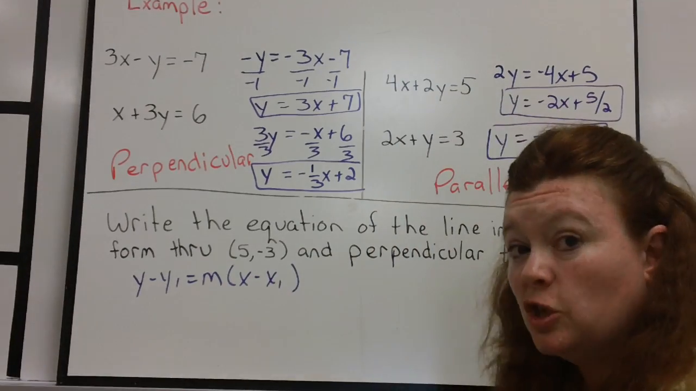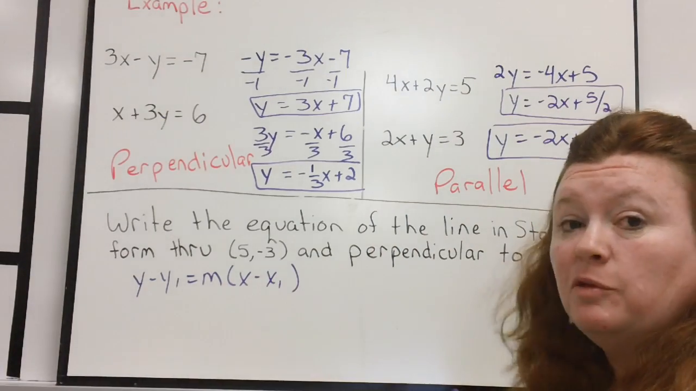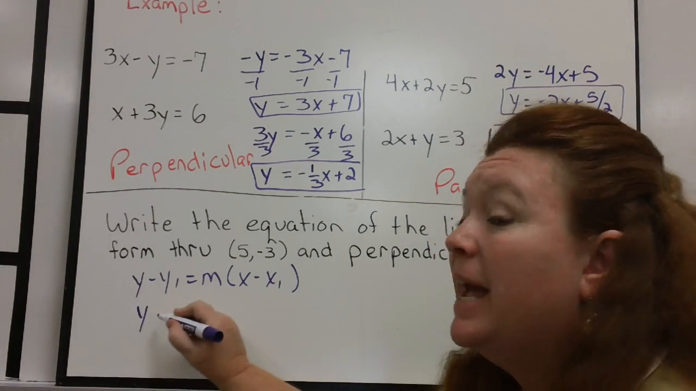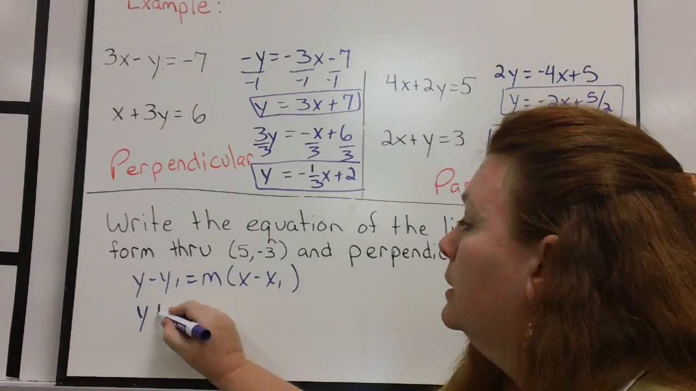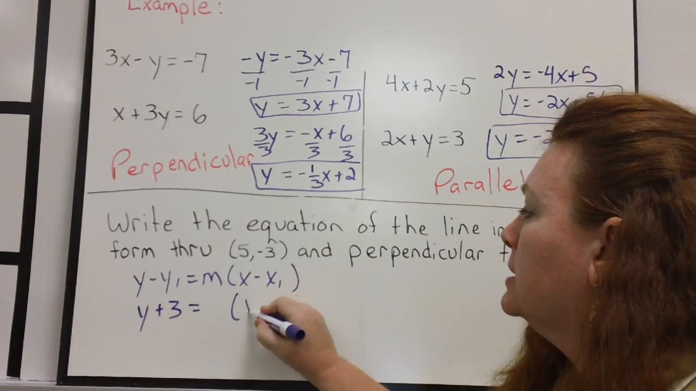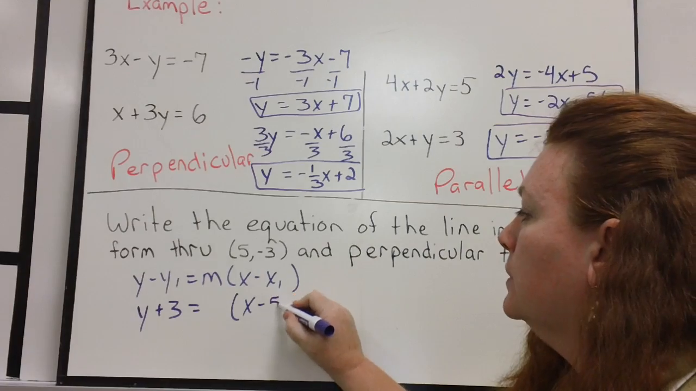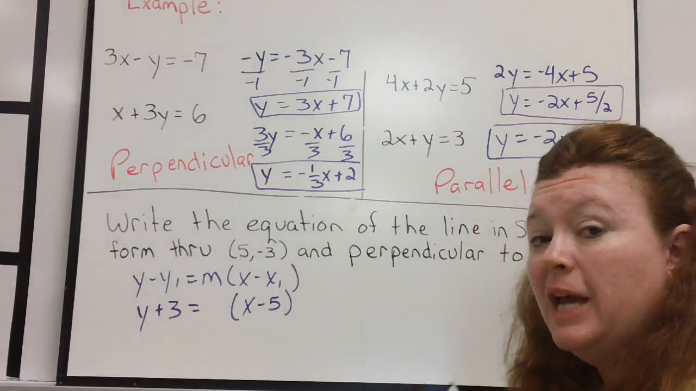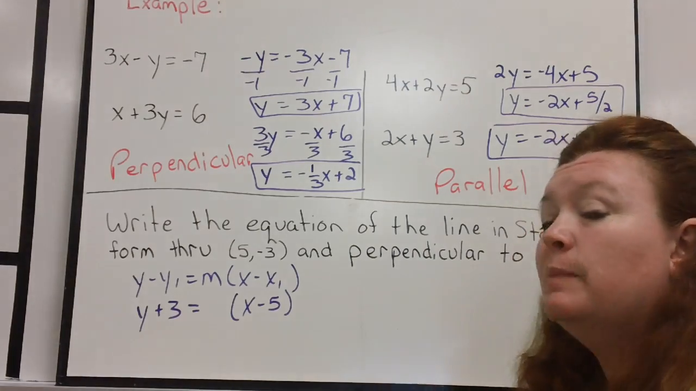So let's get it started. I'm going to plug -3 in for y1. Y minus a -3 is y plus 3. Over here I have x minus 5. When you're given a point, you can go ahead and plug it right in. The only thing I still need is my slope.